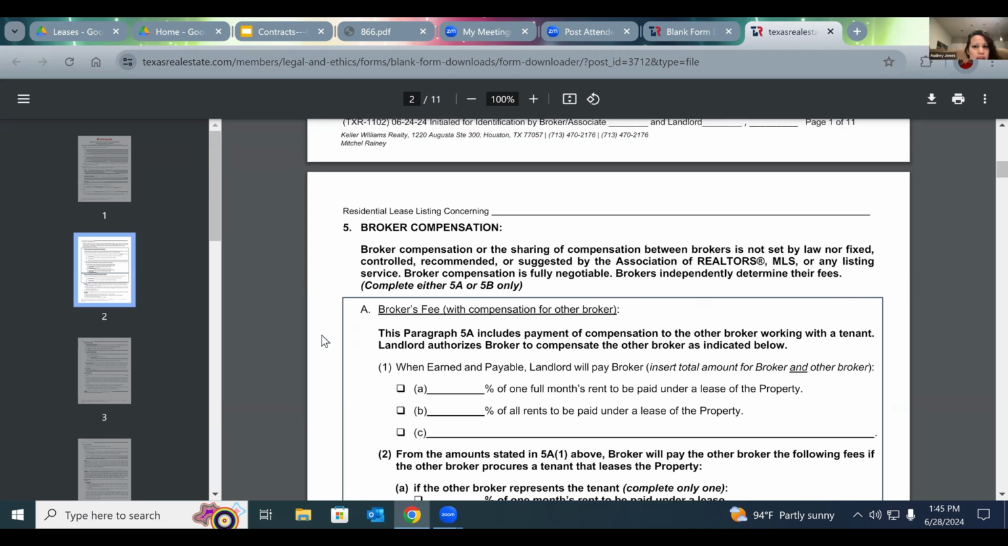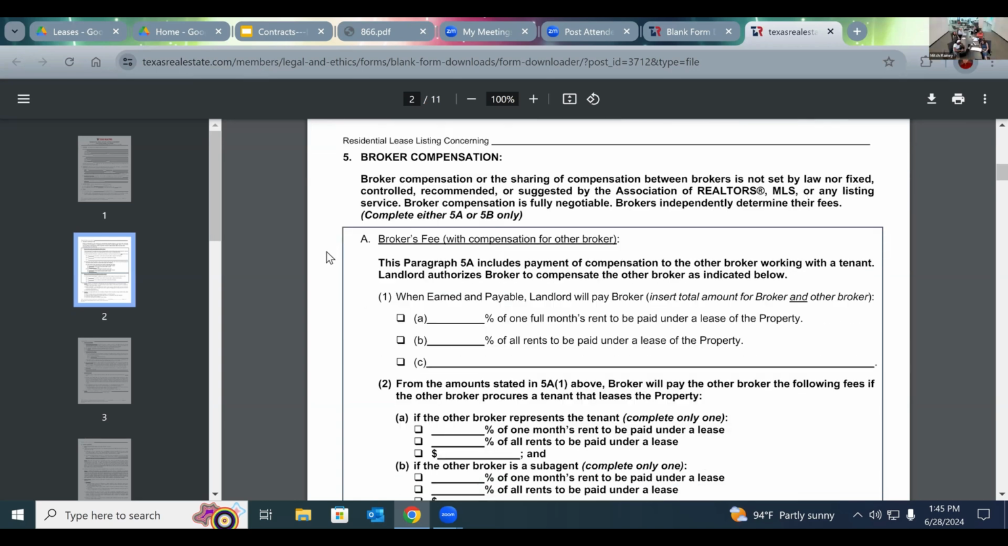So Mitch, A. Brokers' fees, including how much that landlord is willing to offer to a tenant's agent. Like it was before, when earned and payable, landlord will pay broker, how much? What do you charge to market and find a tenant on a property? How much does that cost you? And then what's your fee going to be? This would be 1 full month.